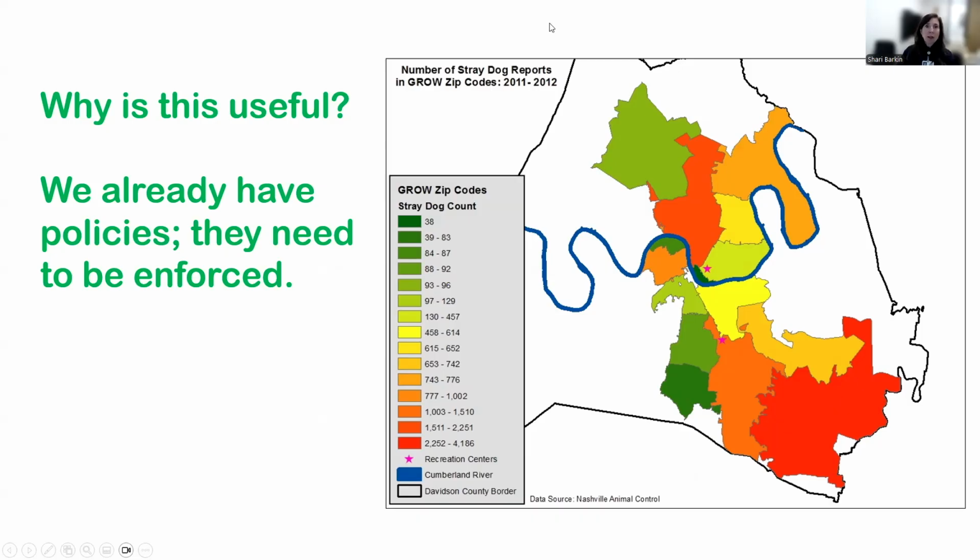And why is that important? Well, that's important because we already had policies in Nashville. They just needed to be enforced. So I was able to take these data and present it to our mayor at that time, Karl Dean, to say, we've got this amazing resource in our city. More families would use it for its intended purposes of being healthy and well if we enforce the stray dog policy.